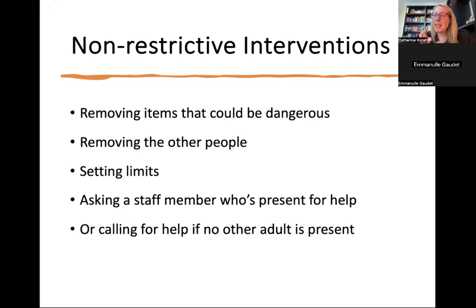If we get to a place where scissors are available, and the child was really frustrated and wouldn't have used scissors otherwise, but they were just there and they took them, now we've moved from a situation where there wasn't danger to a dangerous situation.